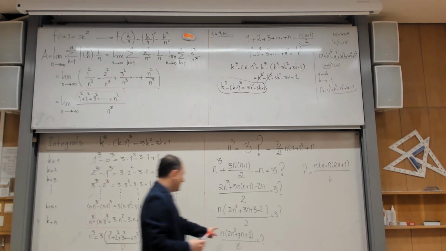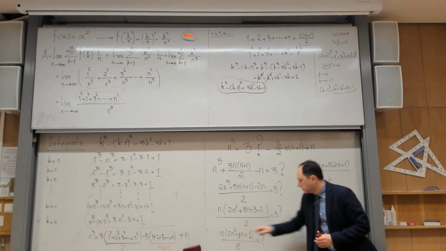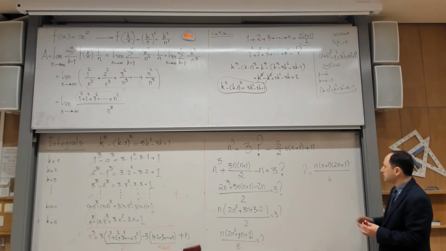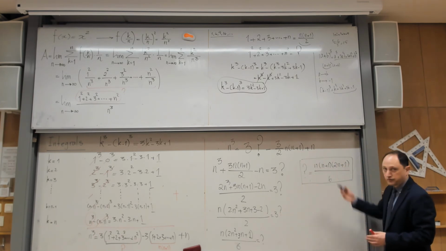Okay, so now test this, is that right? Because n times 2n is 2n squared. N times 1 is n. 1 times 2n is 2n. 2n and n becomes 3n. 1 and 1. So that's completely correct. So we were able to rediscover this formula.